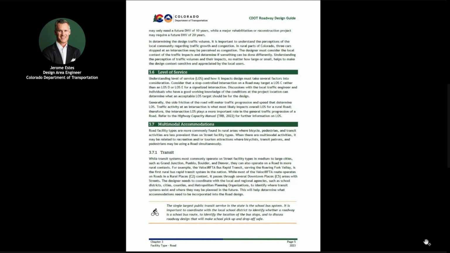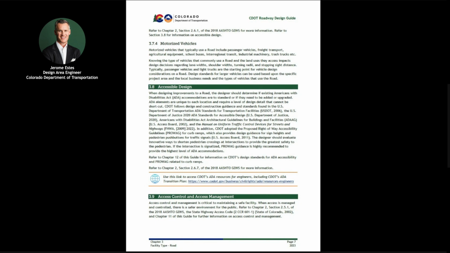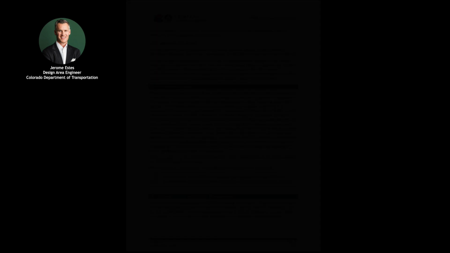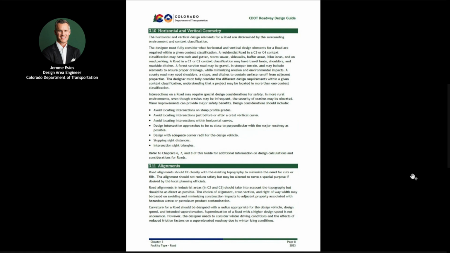Designers and engineers will need to assess multimodal accommodations for the road facility type. Users of this guide are encouraged to use forward thinking about the use of transit systems, bicycles, pedestrians, and vehicles in a rural context to serve the unique needs of that community. The practitioner will need to evaluate how the Americans with Disabilities Act, ADA, might shape their project to provide safety for all pedestrians. Chapter 3 discusses horizontal and vertical geometry details as these relate to the specific context classifications that apply to the facility type road.